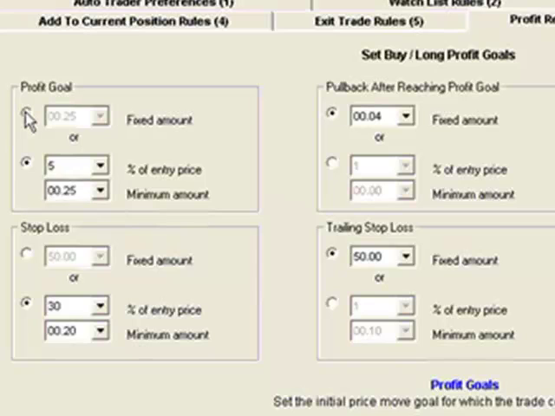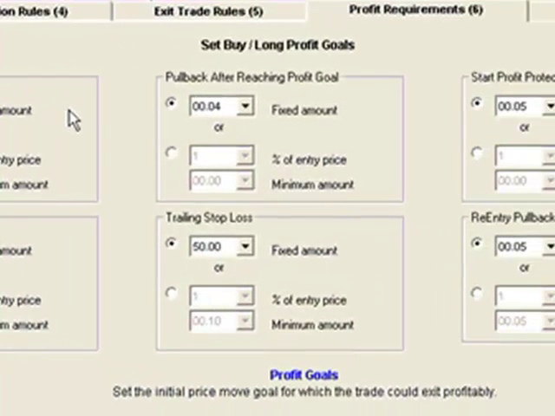Or I can fix it and just say my goal is a quarter. But if you are trading stocks that have a wide range in price, a $30 stock versus a $1 stock, then it might make more sense to use a percentage and a minimum amount. Okay, for demonstration purposes, we'll just leave the 25-cent profit goal.